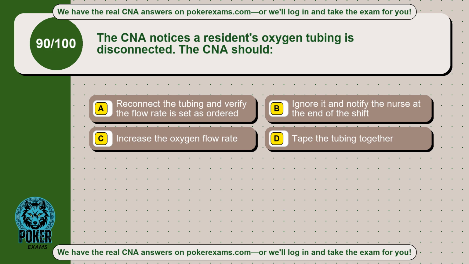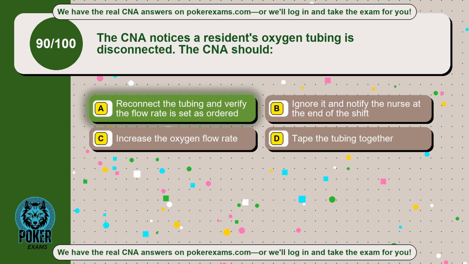Question 90. The CNA notices a resident's oxygen tubing is disconnected. The CNA should: Option A: reconnect the tubing and verify the flow rate is set as ordered. Option B: ignore it and notify the nurse at the end of the shift. Option C: increase the oxygen flow rate. Option D: tape the tubing together.